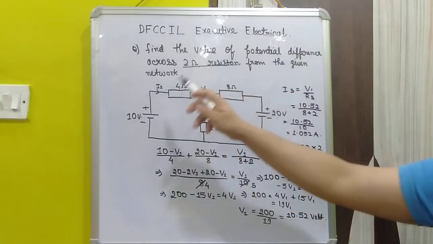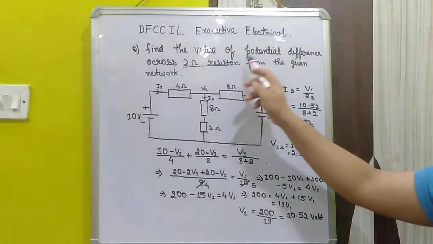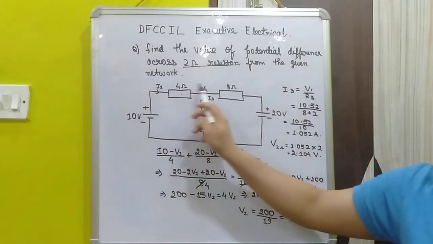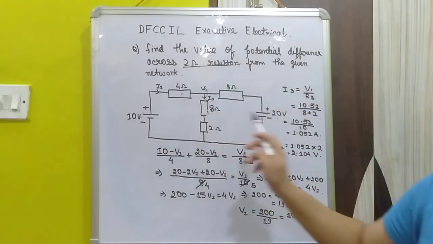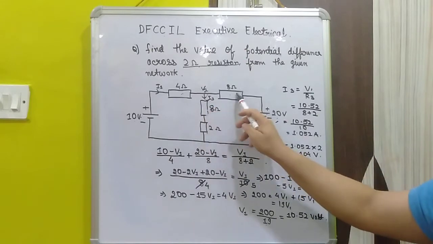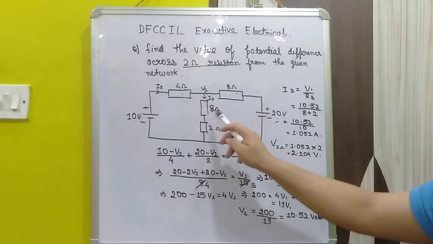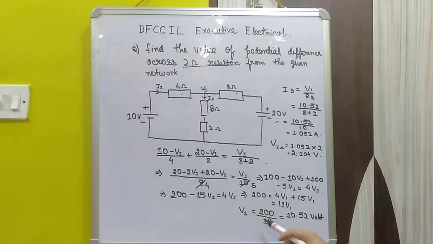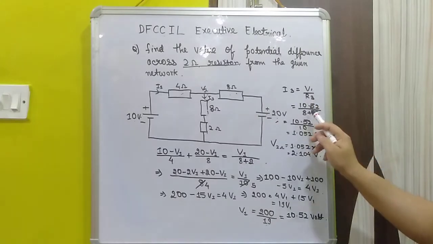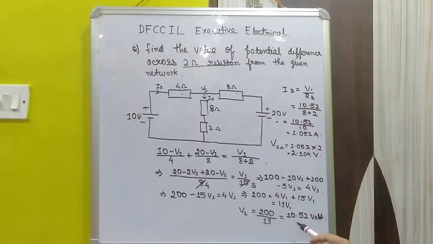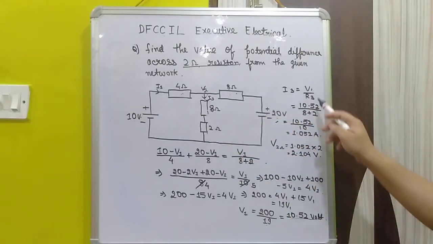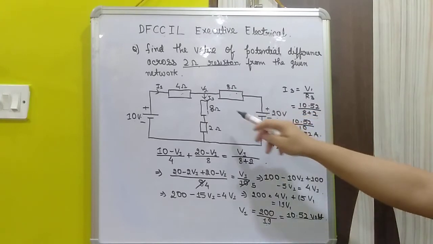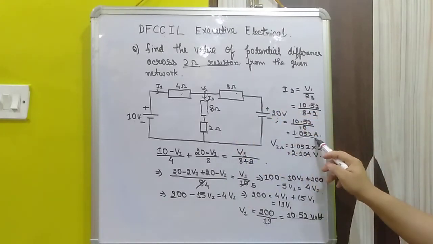I hope you have understood how we have calculated the potential difference. It is just (10 minus V1) by 4, and (20 minus V1) by 8, and this is V1 divided by 8 plus 2, that is 10. We have just done it numerically, and V1 we have found out to be 10.52. So I3 value is nothing but V1 by R3. We have put the voltage 10.52 over here and added these two resistances, which gives 1.052.